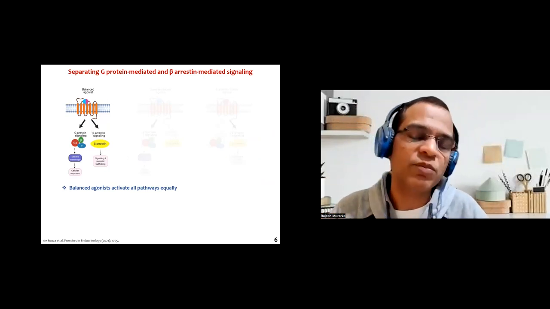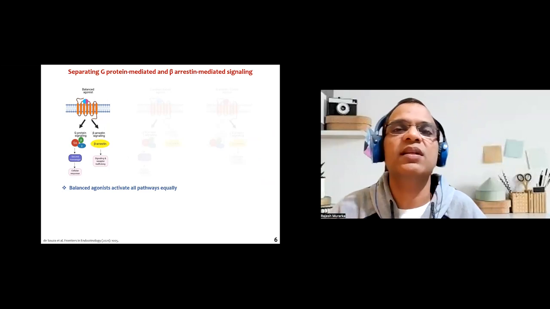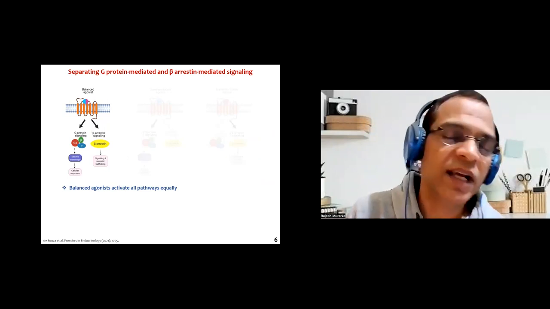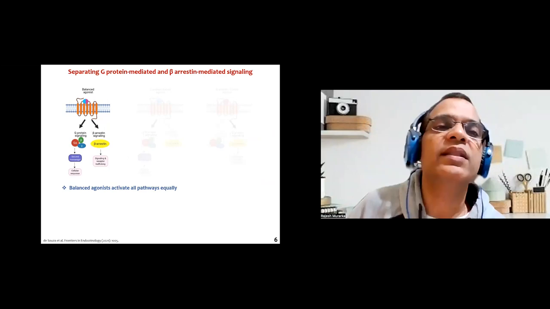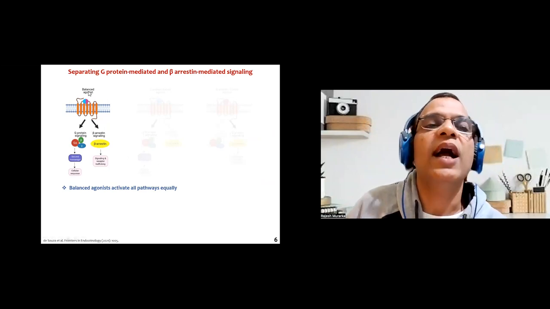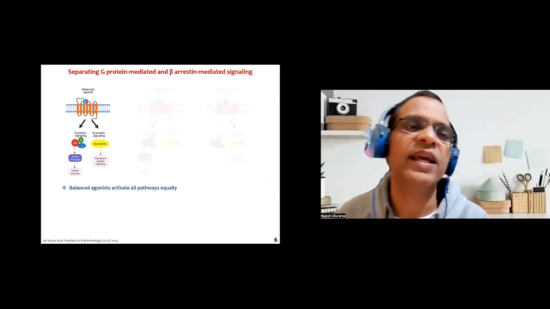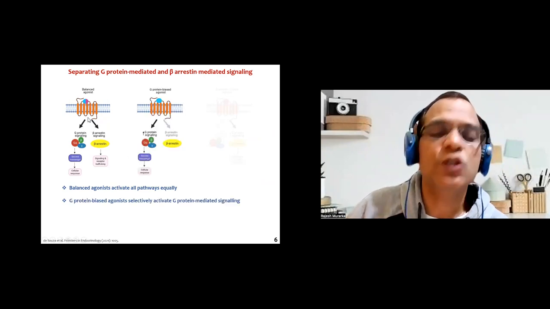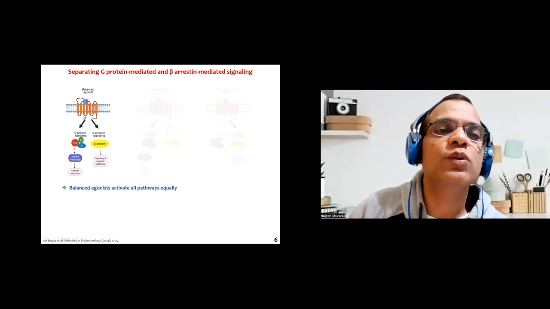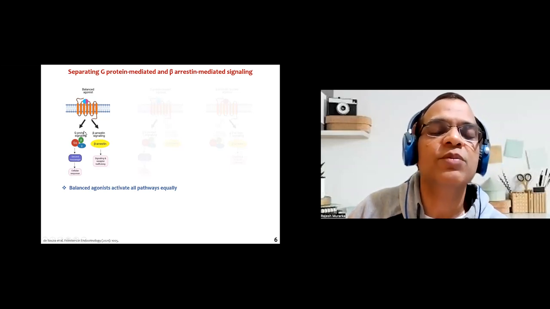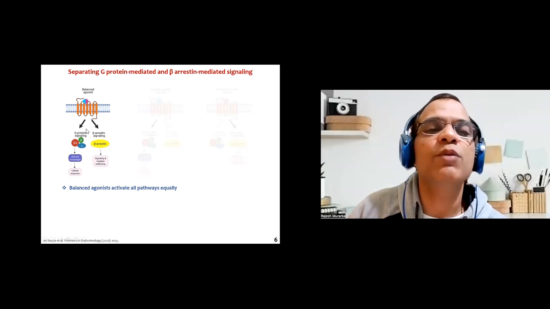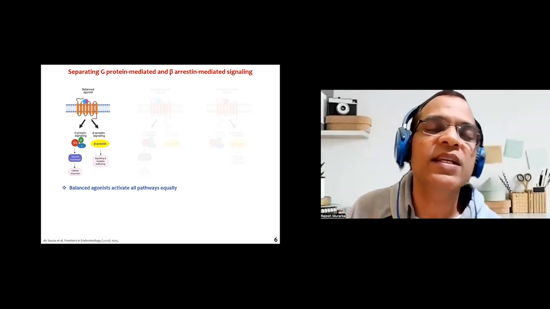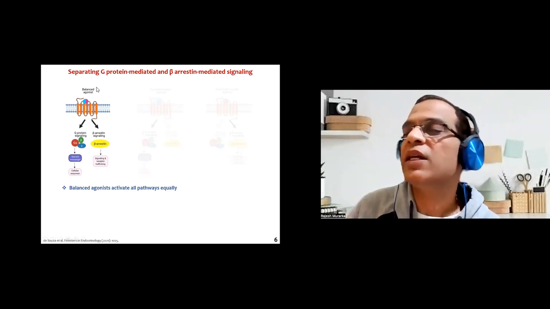But as I said, this receptor has two arms of signaling. One is the G protein signaling and another is the beta arrestin signaling. And these two independent signalings are therapeutically separable. There are different types of ligands. As I said, the agonist, known as the endogenous ligand or the balanced agonist. So what does a balanced agonist do? It binds to this receptor and makes the conformational change of this receptor, and after the conformational change, it activates both signaling pathways. So there is no distinction between activation of one signaling pathway over the other if your drug is a balanced agonist.